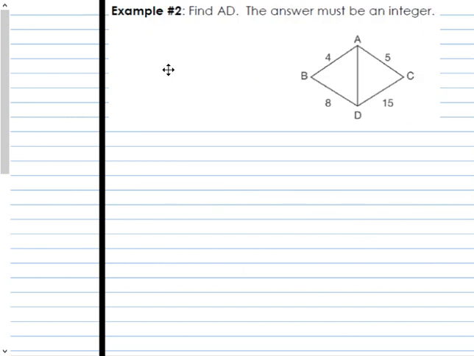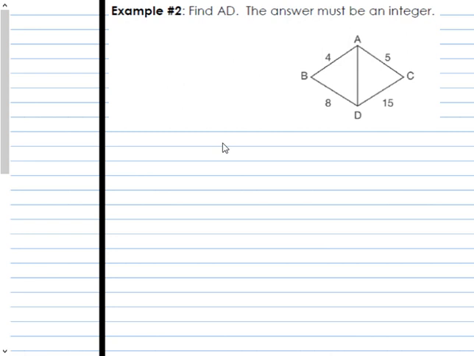Let's look at example 2. We have to find AD. The answer must be an integer. Okay, meaning it has to be a whole number. It's not going to be a fraction or a decimal. So we need to find AD.